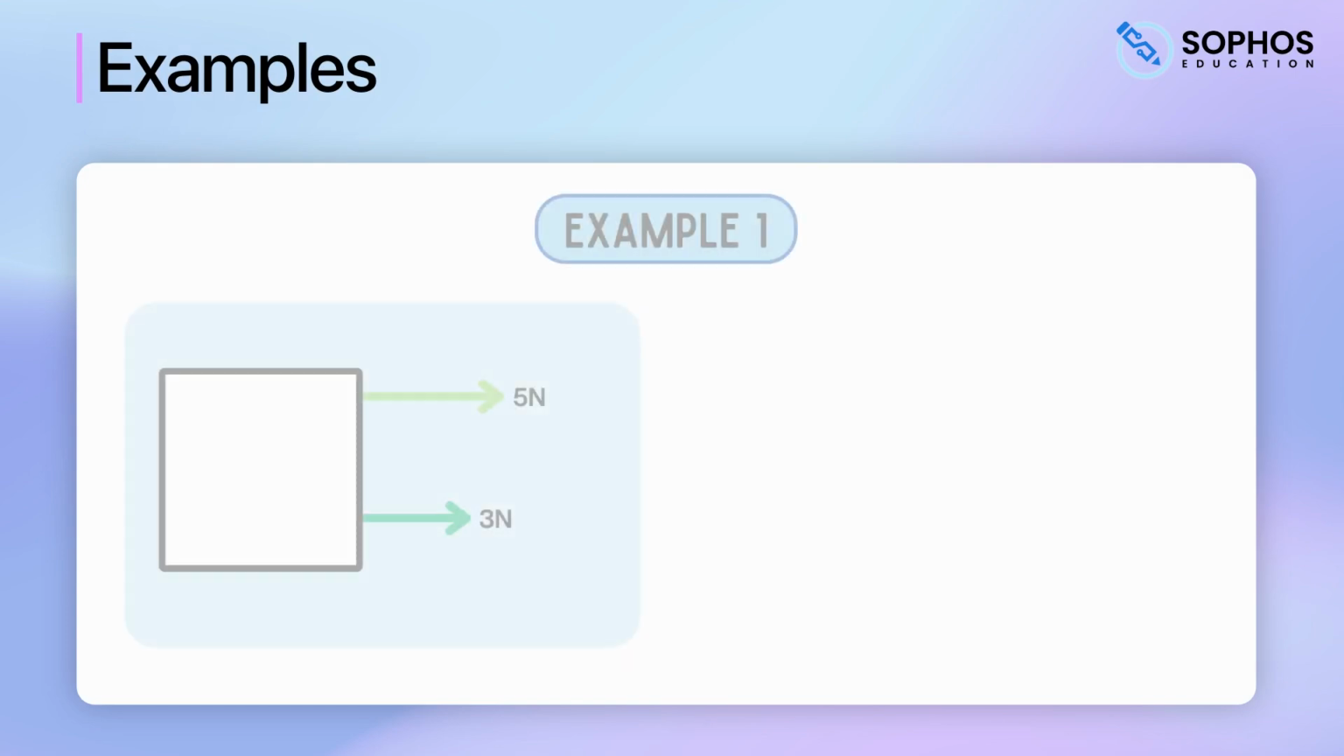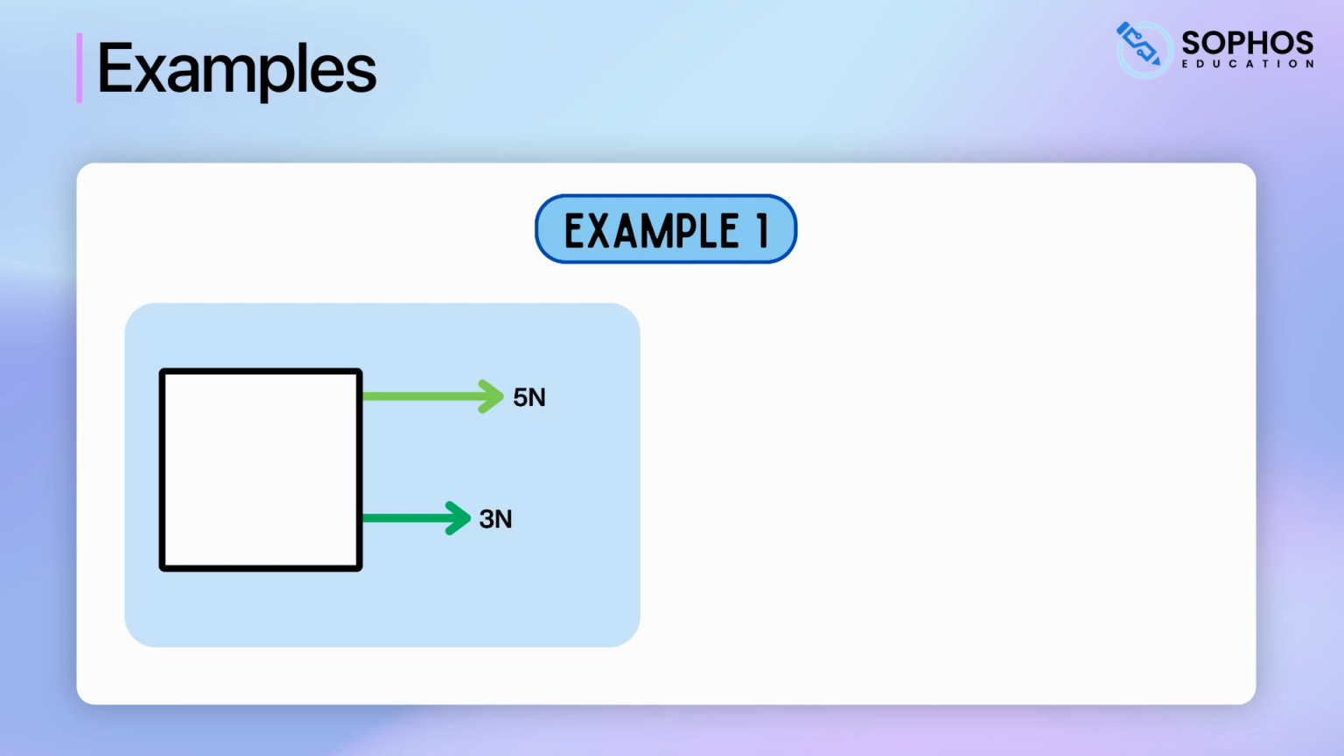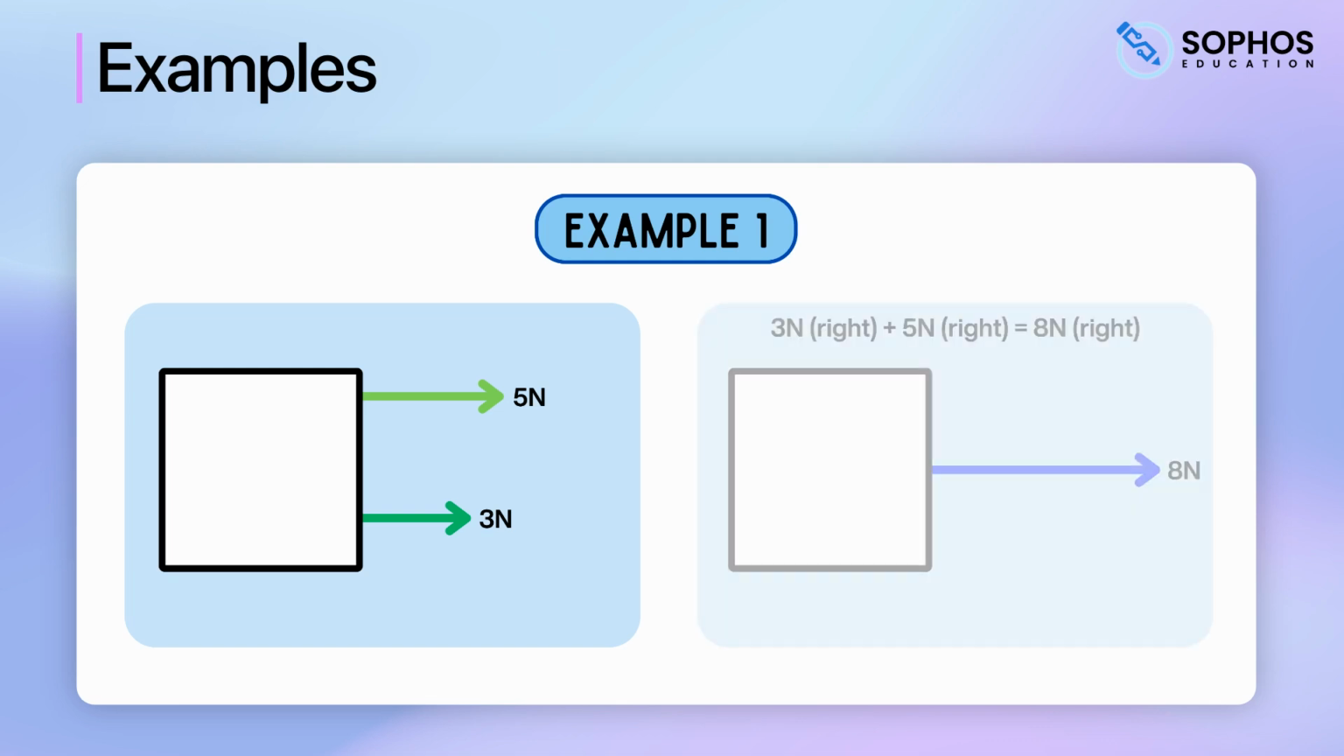In the first free body diagram, we see two arrows. One has a magnitude of 3N and the other 5N. Both arrows point to the right. Here, the forces work together. The two forces add up, giving a larger resultant force. Therefore, the resultant force equals 3N plus 5N, which gives us 8N to the right.